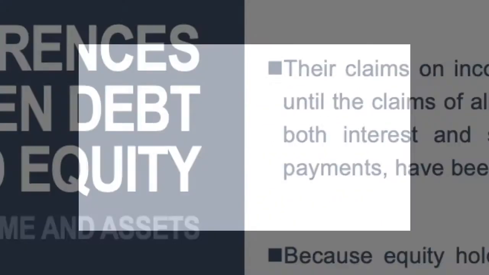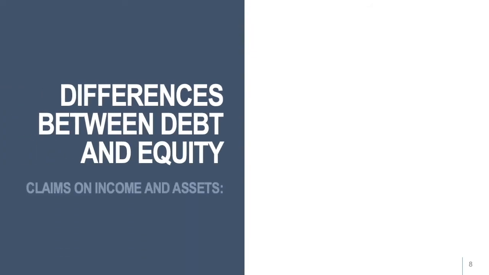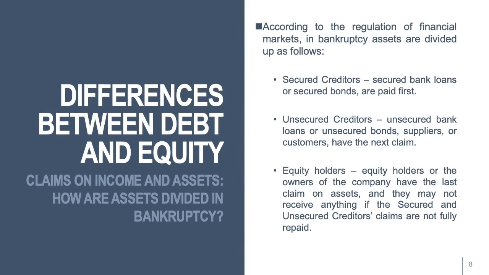Difference between debt and equity. So we look in terms of claim on income and asset, how assets are divided in bankruptcy. According to the regulation of financial market, in bankruptcy, assets are divided as follows. First, the company must pay secured creditors first. So secured bank loans or secured bonds are paid first.